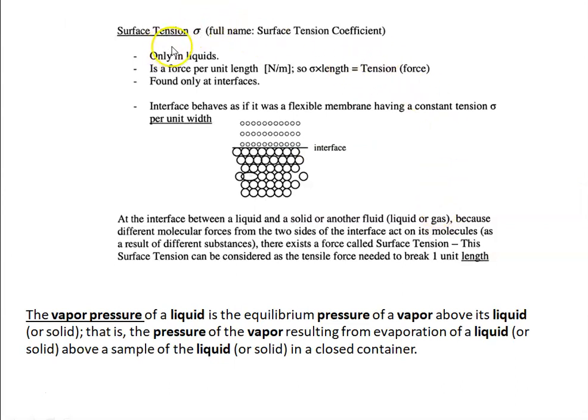So we already explained what surface tension is, and this is only possible in liquids, not in solids. This is a force per unit length. So this is the formula you can see, and it is found only at the interface, that means the water interface. You see this example here. So if we say, okay, this is actually the interface.